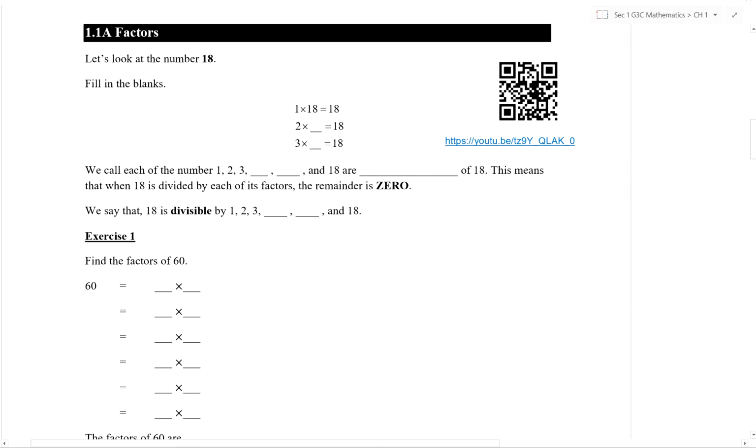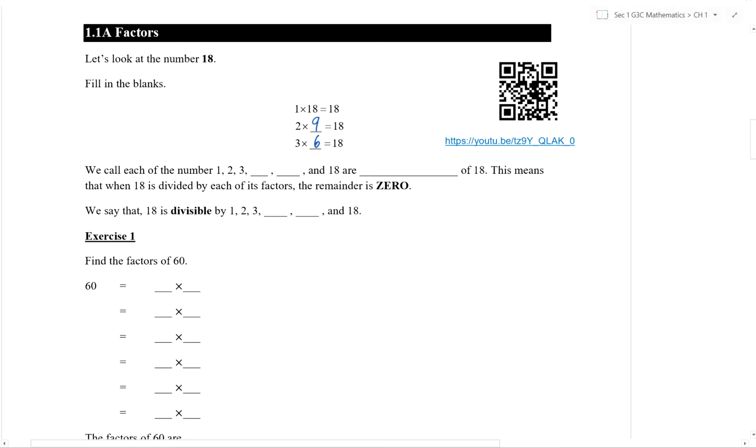Ready? Let's take a look at the number 18. Fill in the blanks. 1 times 18 is 18. 2 times blank. Can you fill in a blank? 9. Of course you know it is 9. It's 18. Then 3 times 6 is also 18.